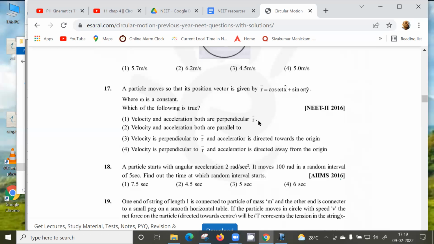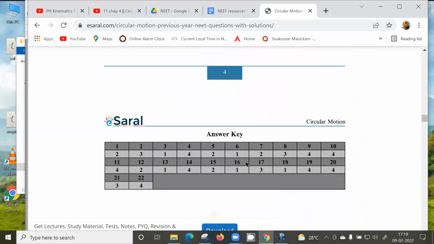So option 1 is not true. V parallel to R is not true, because V is tangential and acceleration is radial. Option 3, V is perpendicular to R, this is true, and acceleration is directed to the origin. So this is true. Option 4, V is perpendicular to R and acceleration is away from the origin. This is also not true. So 3 is the correct option. Yes, sir.